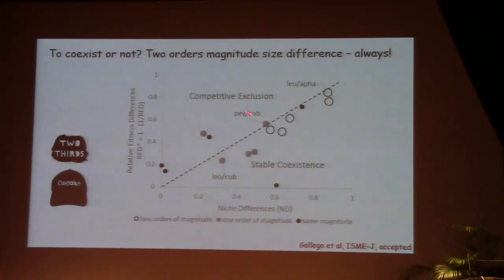The opposite is possible too. There are pairs here where, despite some niche difference, it's not enough to compensate for fitness differences, and you just get competitive exclusion. But what I would like to point out from this graph is that two-thirds of all pairs actually allow coexistence. So coexistence in the invasion experiments was much more common than competitive exclusion. The other thing is that any pair with two orders of magnitude difference in size always coexisted. The different size of the symbols indicates the difference in size, so large symbols, large size difference, always coexistence.